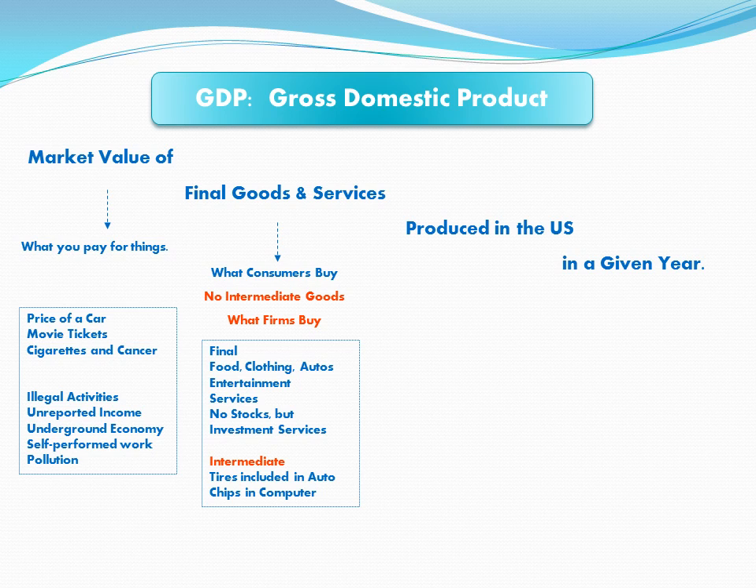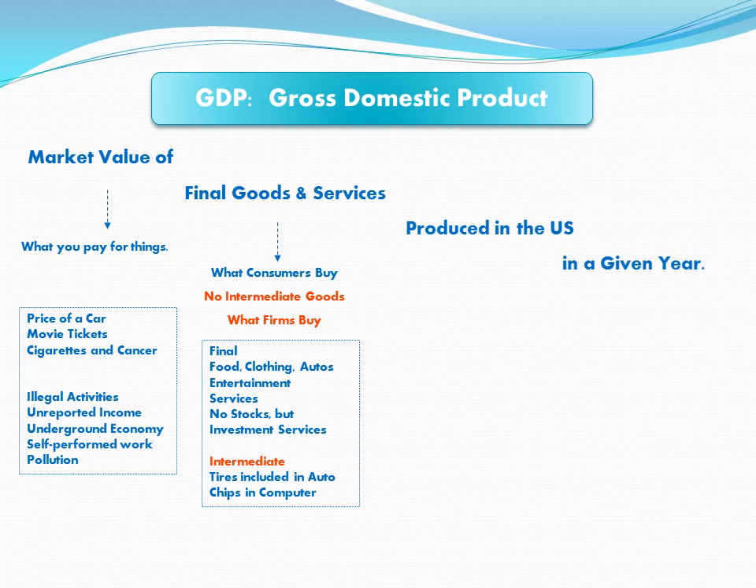No stocks, because that's just a change of ownership, for example. But the investment services that are provided are part of GDP. So, for example, we want to capture the services that are related to the activity, but only to final goods and services. Intermediate goods, of course, are excluded.